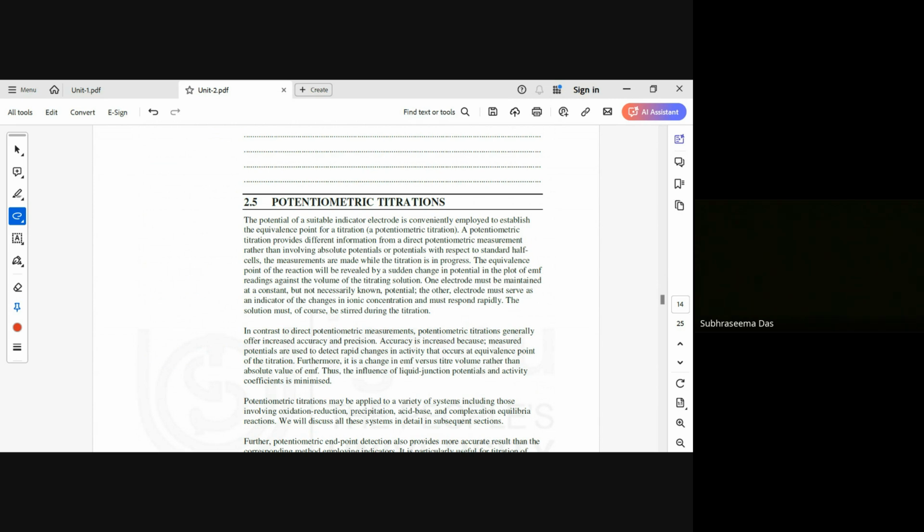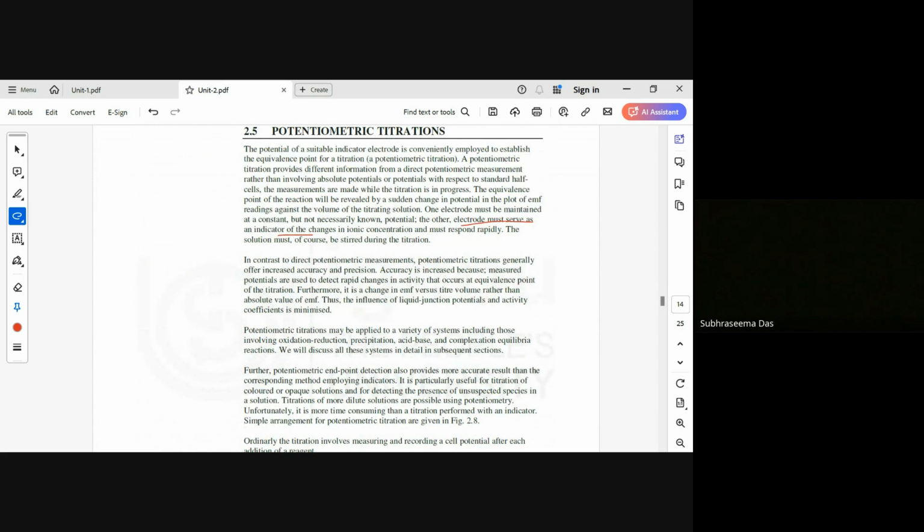So one electrode must be maintained constant, whereas the other electrode must serve as an indicator. Both the solutions are stirred during the titration, and we plot a graph wherein the x-axis the volume of titration is measured and the potential is plotted in the y-axis. The sudden change, the drastic drop in the graph, indicates the equivalence point.